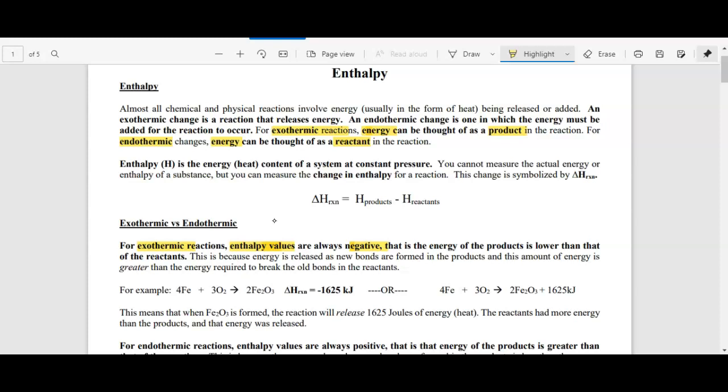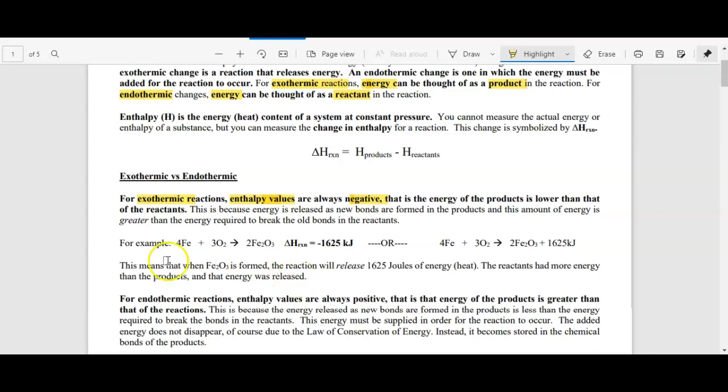This is because energy is released as new bonds are formed in the products, and this amount of energy is greater than the energy required to break old bonds in the reactants. For example, we've got an equation here. 4 moles of iron reacts with 3 moles of oxygen to produce 2 moles of iron oxide. And then our delta H for this reaction is negative 1625 kilojoules. So that means we have a negative heat, or the heat is being released.